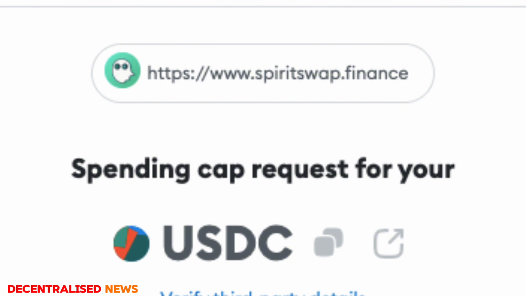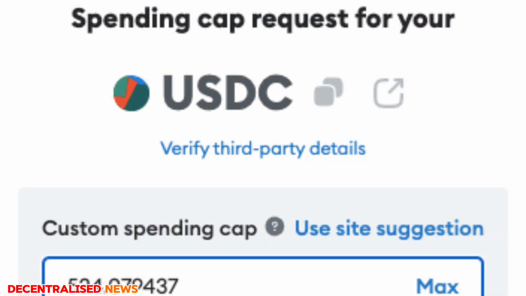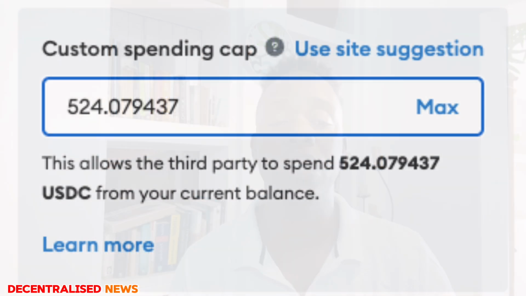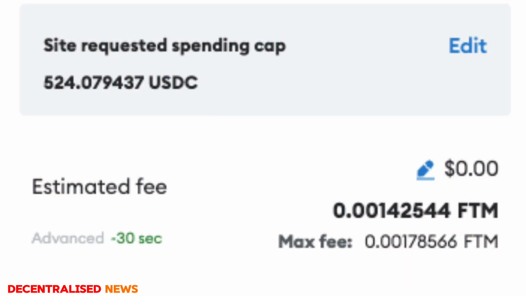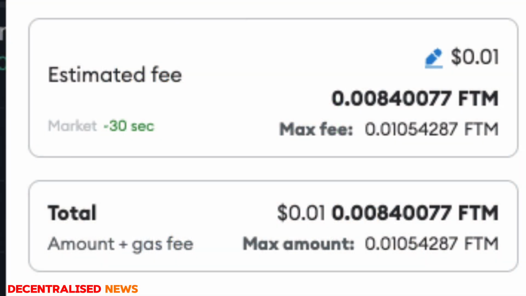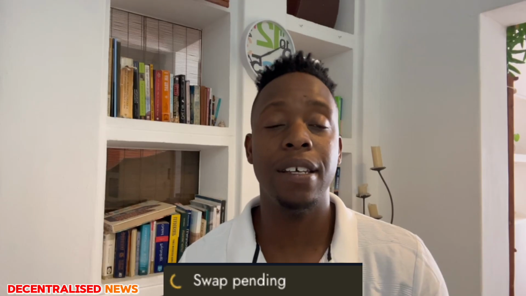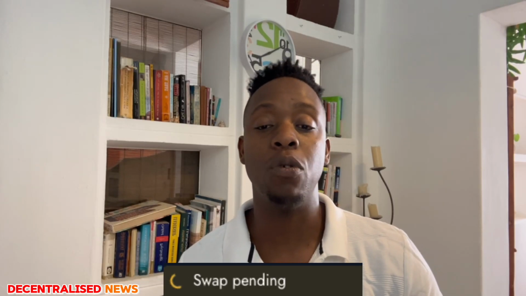Make sure you set your spending cap. If you're using MetaMask, you probably will be requested to do this, and then you would have to pay your gas fee, which is generally zero for just signing the transaction. But then obviously once your swap is approved, you then have to pay the small transaction fee. You can see it is literally pennies, fractions of pennies really, and your transaction will be successfully processed, and the status of the transaction you will also be able to see.